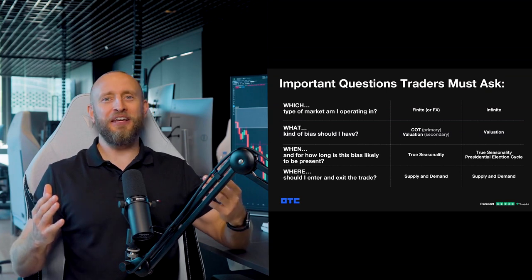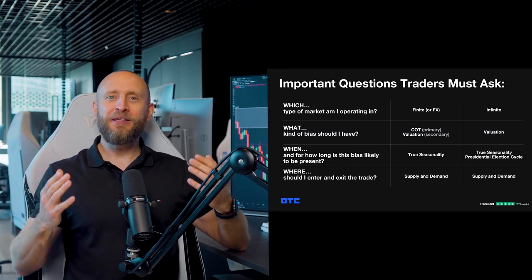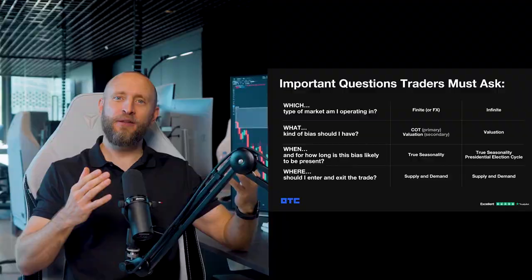When and for how long is this bias most likely present? Timing is everything. To determine high probability bullish or bearish periods, we use seasonality. This tool reveals recurring patterns tied to specific times of the year, helping us identify when our trading bias is most likely to align with market movements.